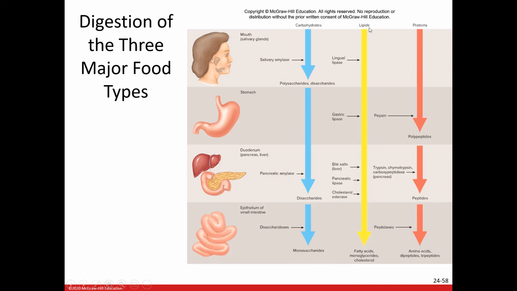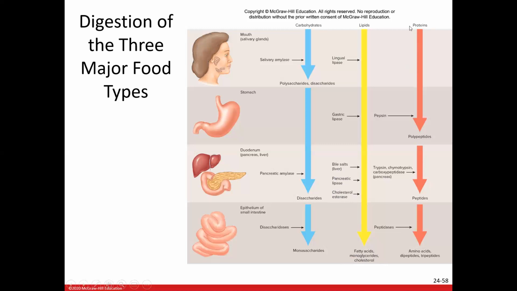So then for your lipids, in the oral cavity, we have your lingual lipase, which does some initial breakdown of lipids. In the stomach, we have your gastric lipase. And then in the duodenum of the small intestine, we have your bile salts from the liver, which help emulsify fats. Your pancreatic lipase is created, of course, from the pancreas. And then your cholesterol esterase, which we didn't really talk a lot about, but that has to deal with cholesterol. But the big ones are bile salts and pancreatic lipase. So ultimately, we're trying to break this down into fatty acids, monoglycerides, and then cholesterol.